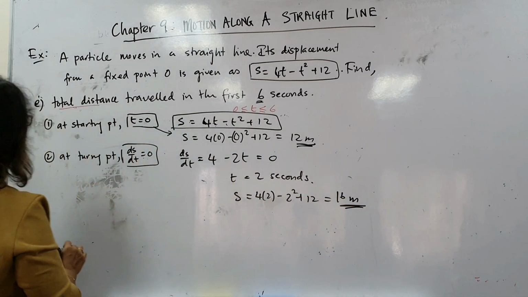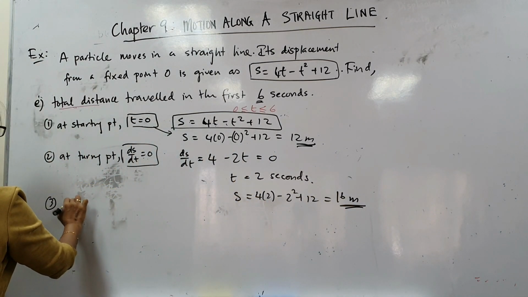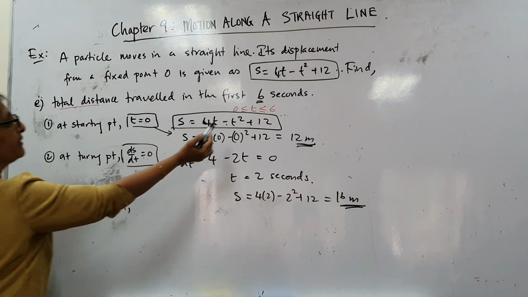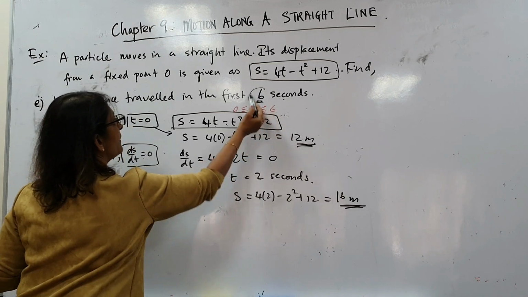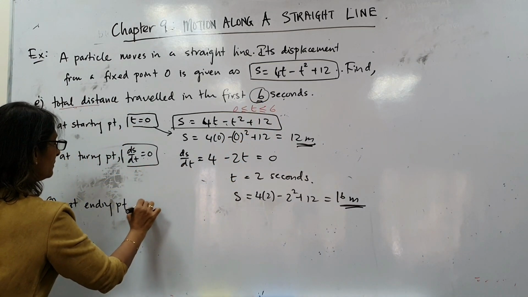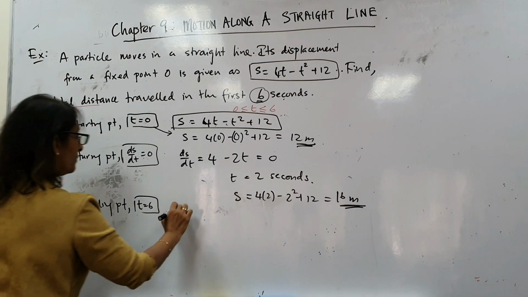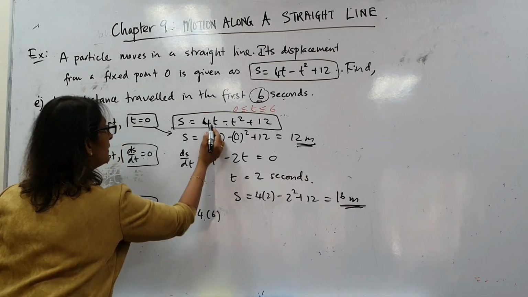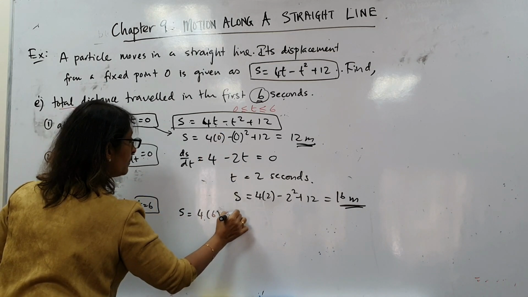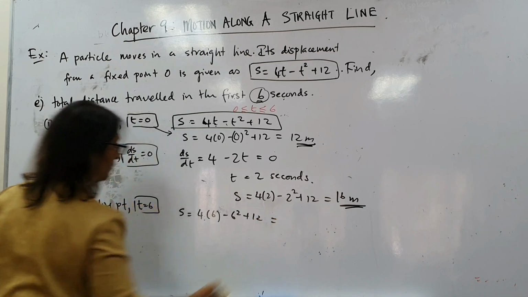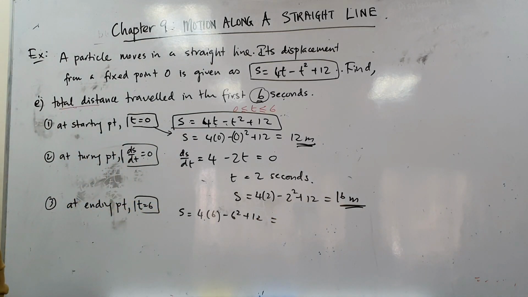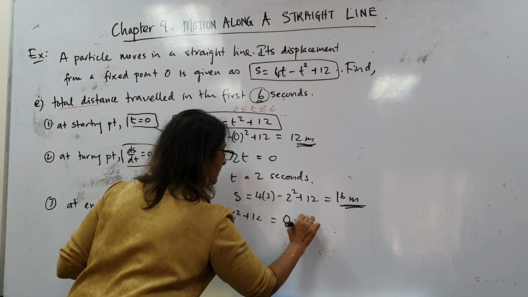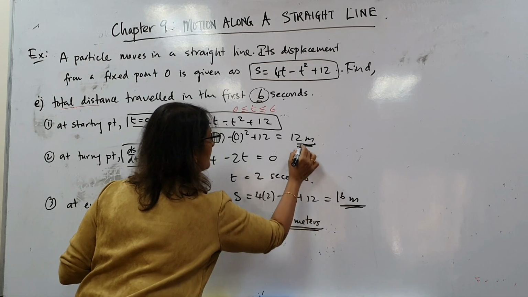And finally, number 3 is at the ending point. Where does it end? First 6 seconds, so when t is 6. When t equals 6, you sub 6 inside the t here: 4 times 6 minus 6 squared plus 12, and you got your answer. 0 meters. Okay, we got 3 answers now.